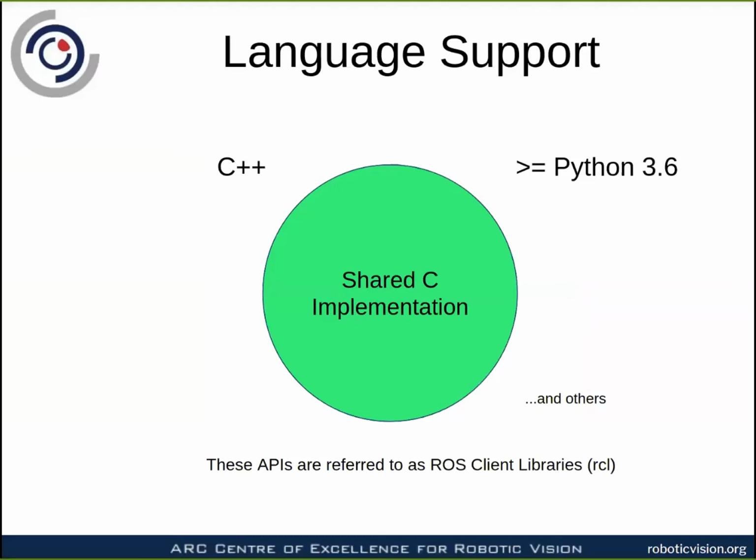Another thing with ROS2 is they have moved on from Python 2.7 finally, thank the Lord. They are now using Python 3.6 as a minimum, and C++. And one of the great things is under the hood, it's actually a shared C implementation. So both languages effectively operate in the same way, so it's predictable what's going to happen when you move from Python to C++ and back. And they refer to these libraries that are written on top of their shared C implementation as ROS client libraries. So you have RCLPY and RCLCPP, for instance.